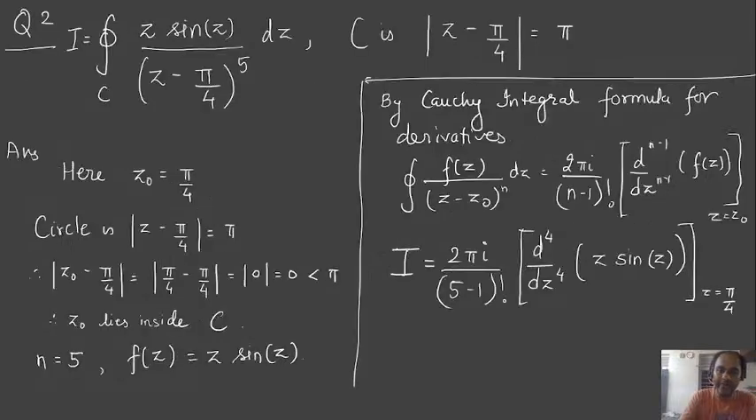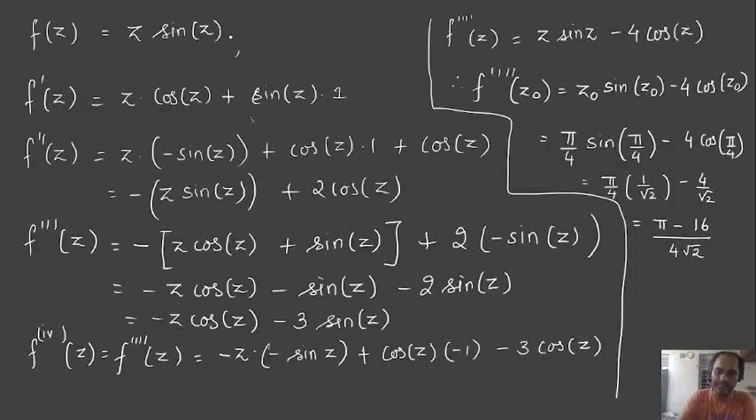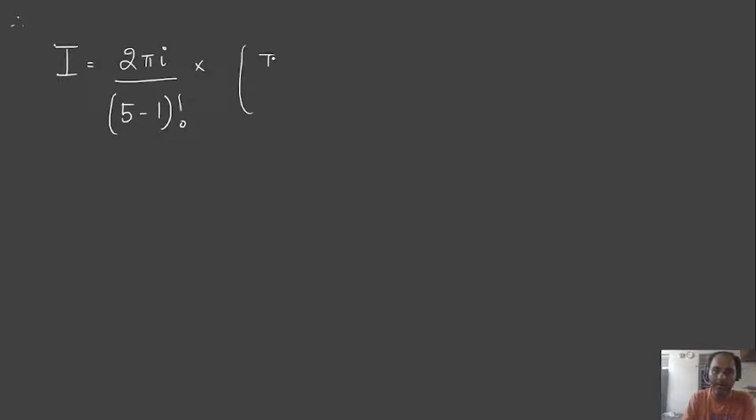Now you go next over here for the Cauchy integral theorem that we have written. So the value of I will be, therefore, I equal to 2 pi i divided by 5 minus 1 factorial into pi minus 16 over 4 root 2.